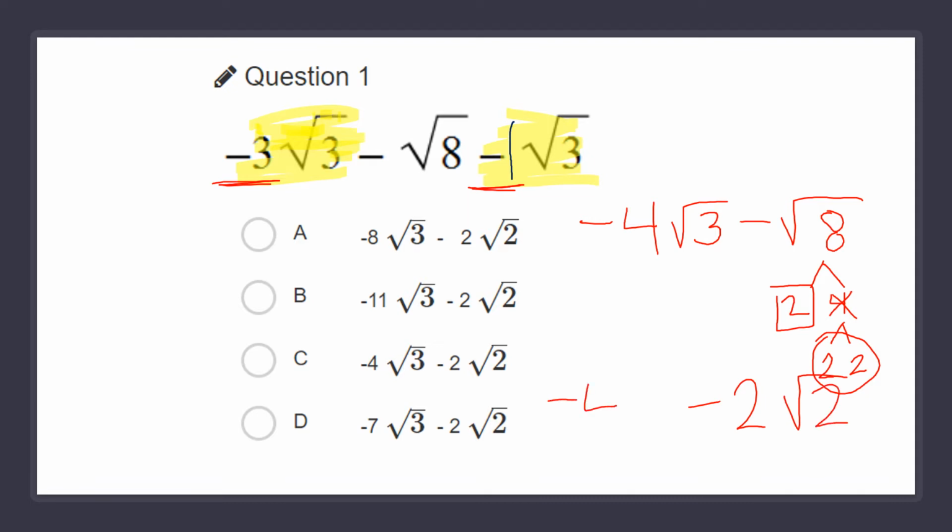So we have -4 root 3 minus 2 root 2. Because those are not like radicands, we cannot combine them into a single radicand, so that is going to be your answer, which is answer choice C.